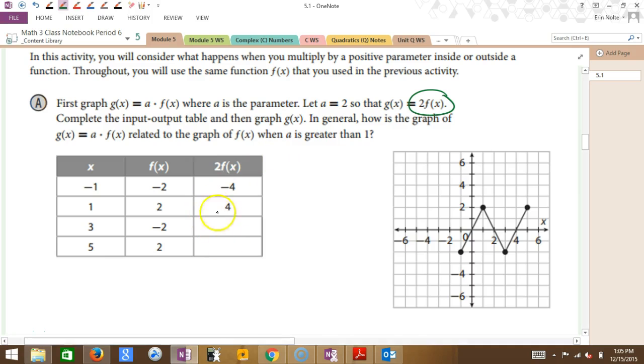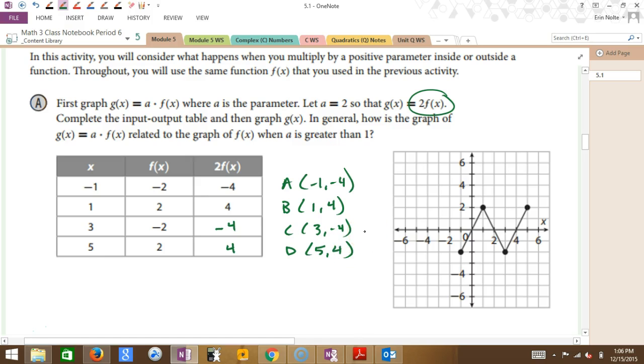If I finished filling out this table, I'd have -4, 4. So my new ordered pairs: my A would become -1, -4. My B would become 1, 4. My C is becoming 3, -4. And my D is 5, 4. Remember, this is multiplying by 2.